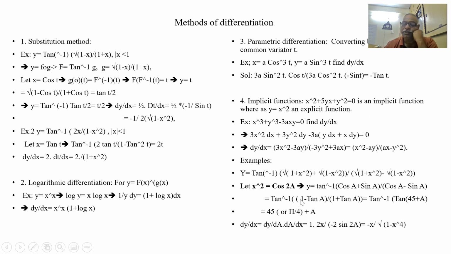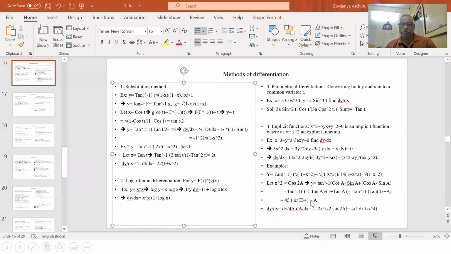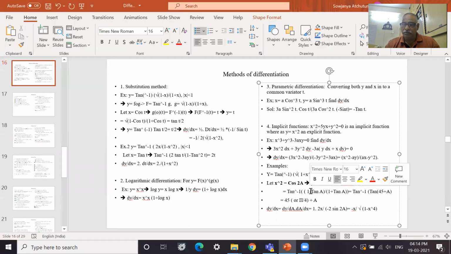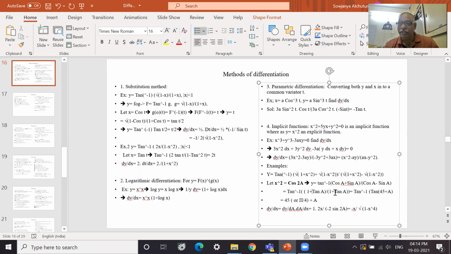If 1 is tan 45, then tan 45 plus tan a by 1 minus tan 45 tan a is 1 plus tan a by 1 minus tan a. So tan inverse of tan of 45 plus a, using tan a plus tan b by 1 minus tan a tan b. So this whole tan inverse thing becomes just 45 plus a.